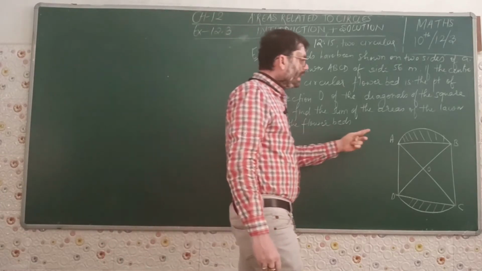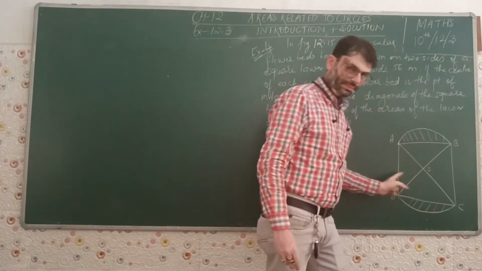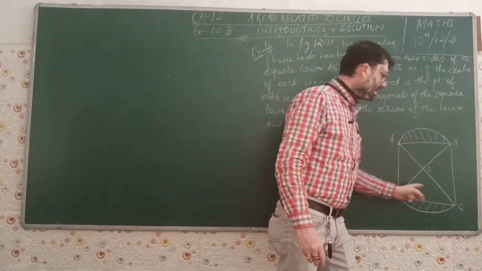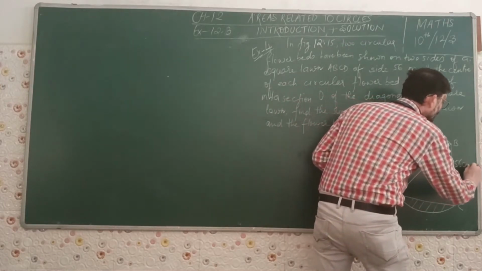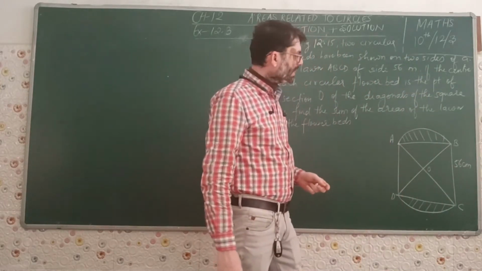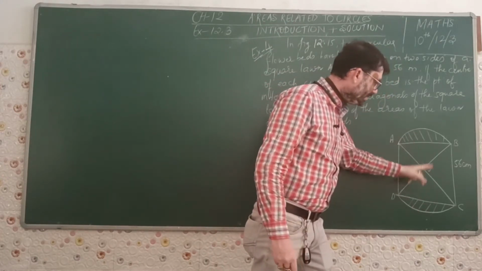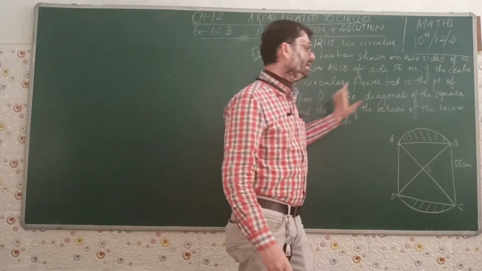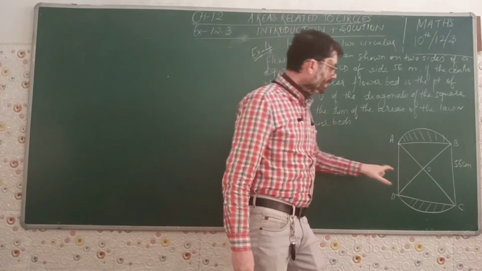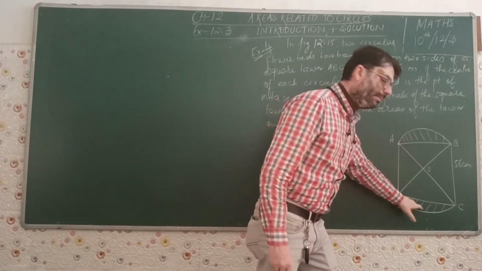That means ABCD, this is a square lawn. Initially it is given to us as a square lawn whose each side is 56 centimeters. And these two are our flower beds. And we need to find the area of the whole. That means area of the square lawn plus the area of the two flower beds.